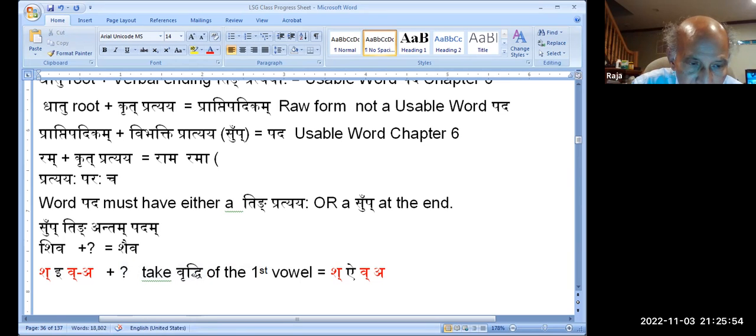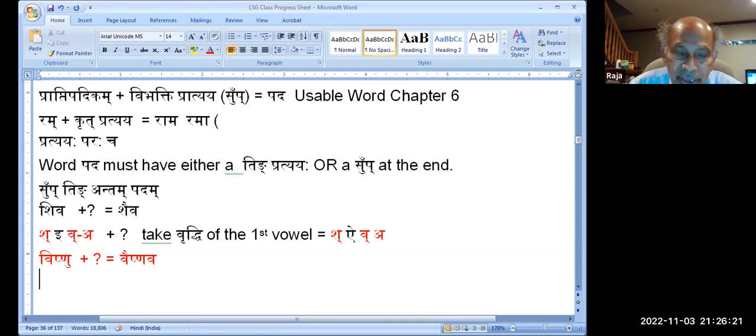Vishnu. You have to add something to get Vaishnava. Okay? You keep doing the same thing and you will see. If I start doing like this, these are some of the questions you have to solve in your examples, not the exercises in chapter 4. So here, take Vruddhi of the first vowel. Rest of them is okay.